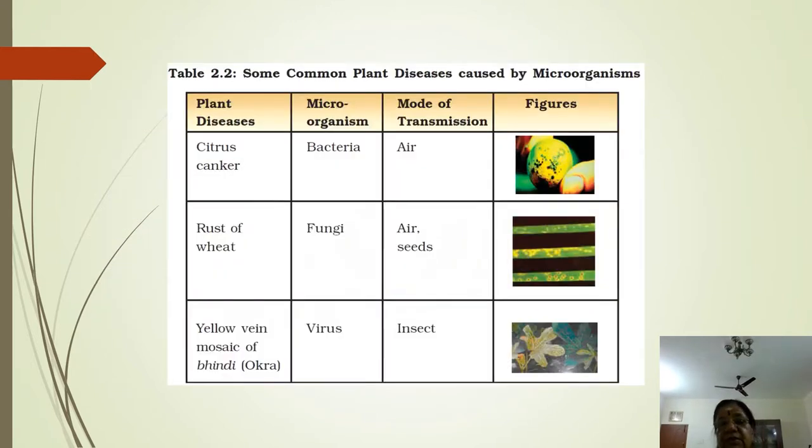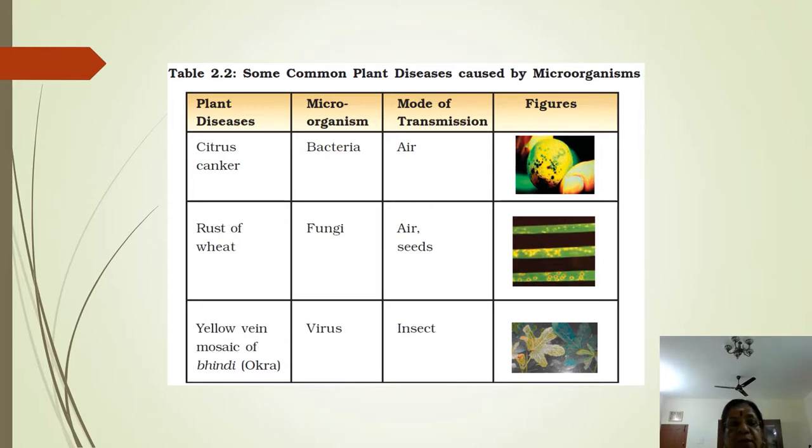Okay. Now here, this is our book example. Some common plant diseases caused by microbes, such as citrus canker. It is a bacterial disease caused by Xanthomonas citri, and it is an airborne disease. On the lemon fruit, the brown dots are the citrus canker. Next one, the rust of wheat is caused by fungi, and the mode of transmission is air and seeds.